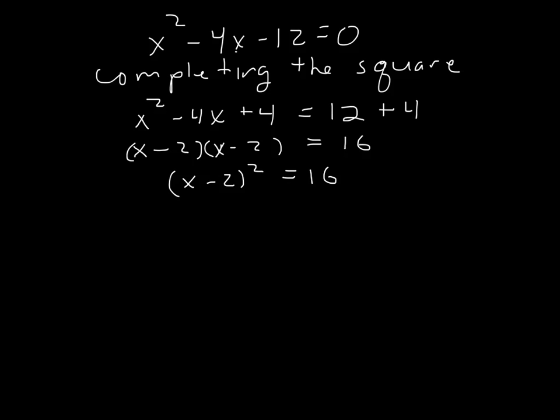And that allows us to do a third method here, which is square root both sides. And so the square root and the square cancel each other out, and we're left with x minus 2 equals. And whenever we square root both sides of an equation, we don't just get 4 over here, we get plus or minus 4.